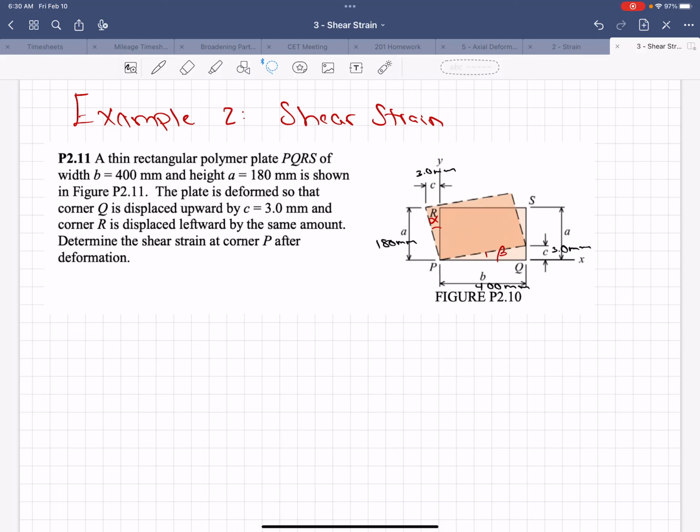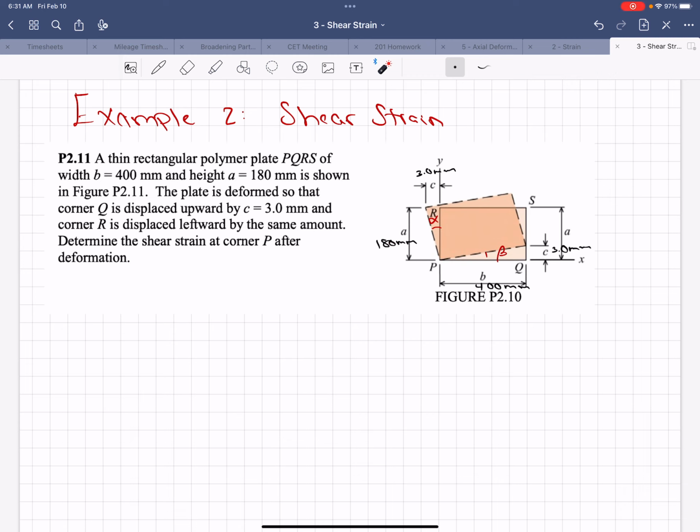Alright, so here's another example for you about shear strain. Remember, shear strain is when we're looking at how an angle changes due to a deformation. So we have a thin rectangular polymer plate with corners P, Q, R, S. It has a width B of 400 millimeters, that's here. Height A is 180 millimeters, and it's shown in the figure.